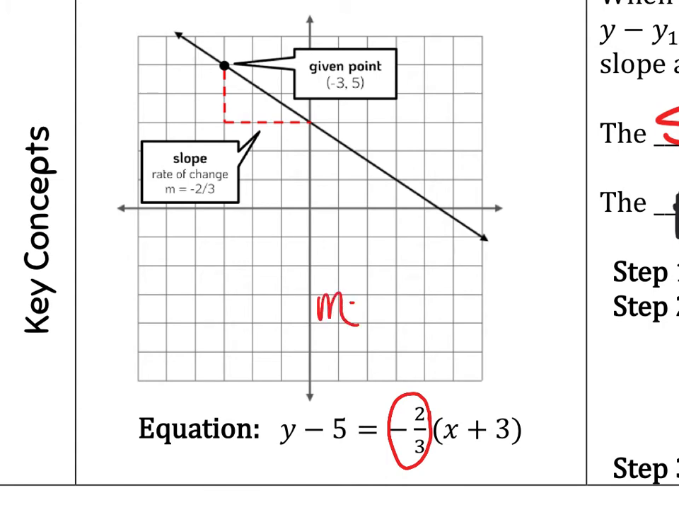That means that my slope, negative 2/3, is it going up or down? Down. Down and then right. Very cool. We already know our slope. That part stays the same.